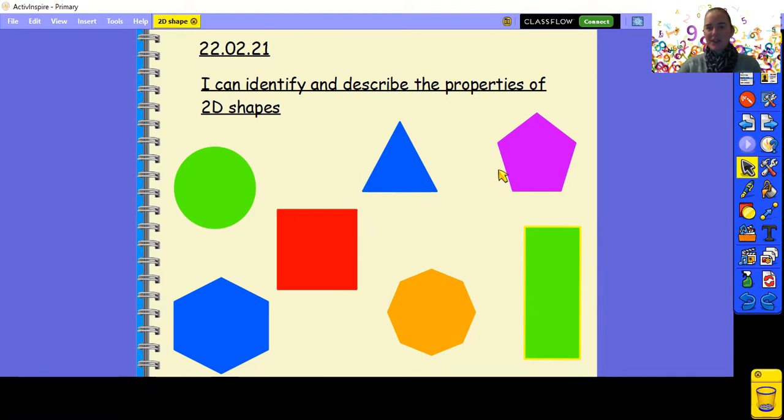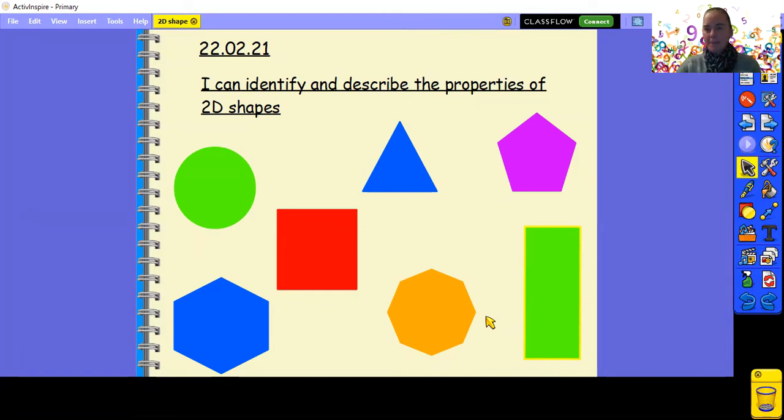Oh, how about this shape? Does anyone remember what this shape is called? You're right, it's a pentagon. What about this shape? Well done if you said hexagon. And our last one, how about this shape? Congratulations if you said octagon. Fantastic. Okay, so how did you describe those shapes? What words did you use, I wonder?